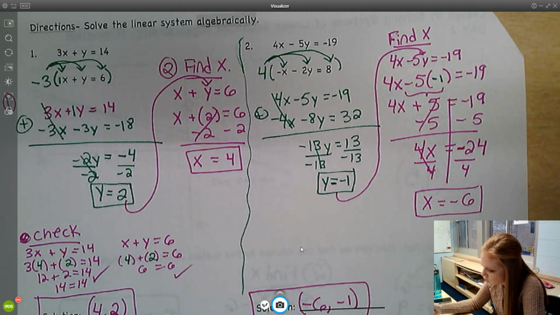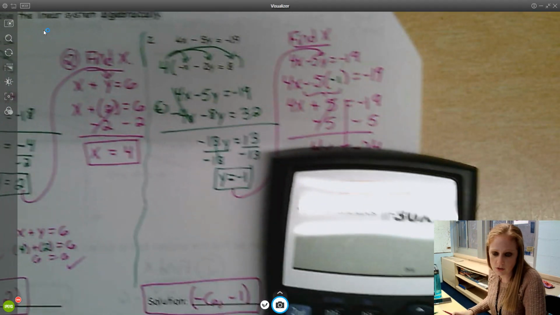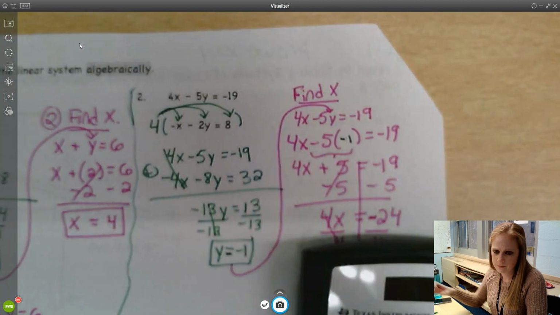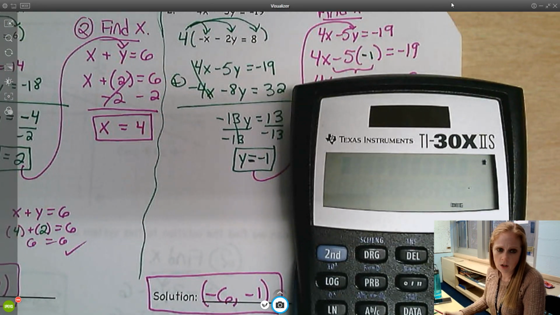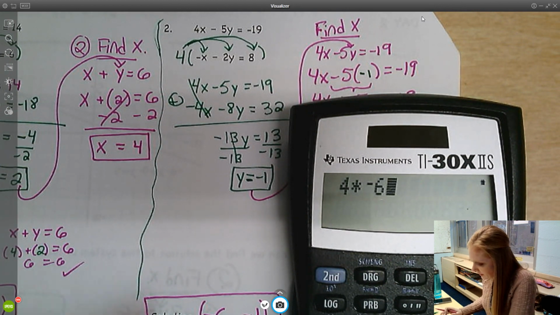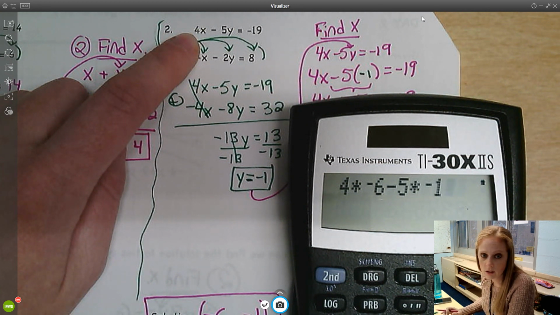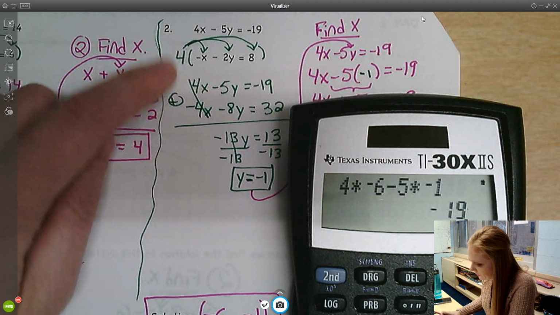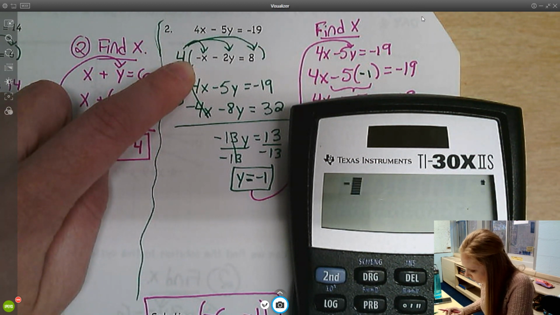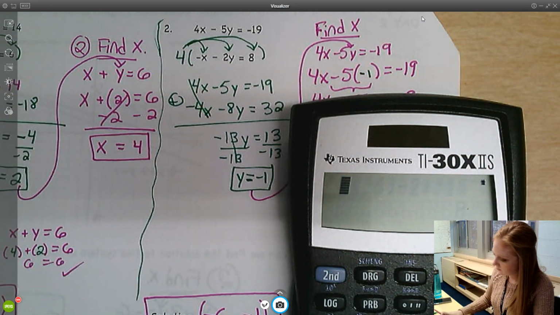And for this one, I'm just going to check it in my calculator instead of writing it all out. Let's see if you can see this without the glare. There we go. Okay. So my x is negative 6. So it's 4 times negative 6 minus 5 times negative 1, because that's our y. And we should get negative 19. And we do. Cool. Let's try the next one. So it was negative x. So that would be a negative 6 minus 2 times y. So 2 times negative 1. And that should equal 8. And it does.